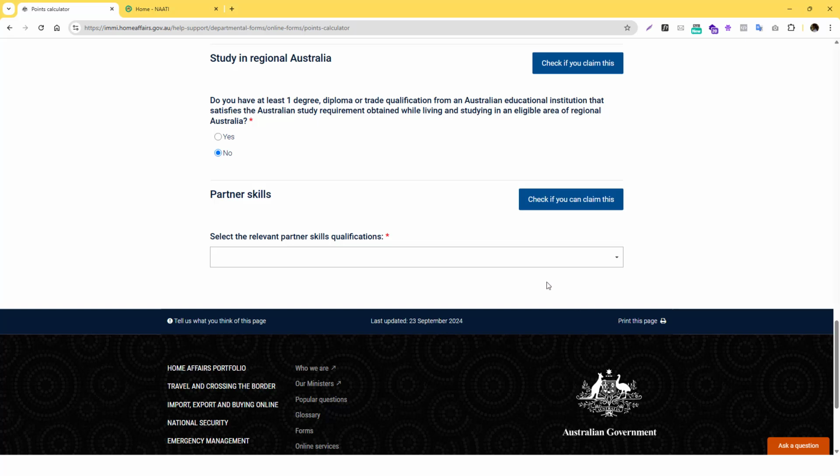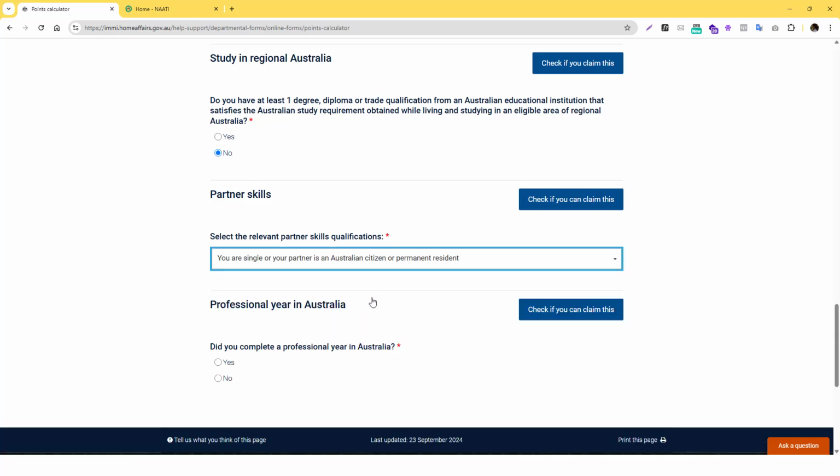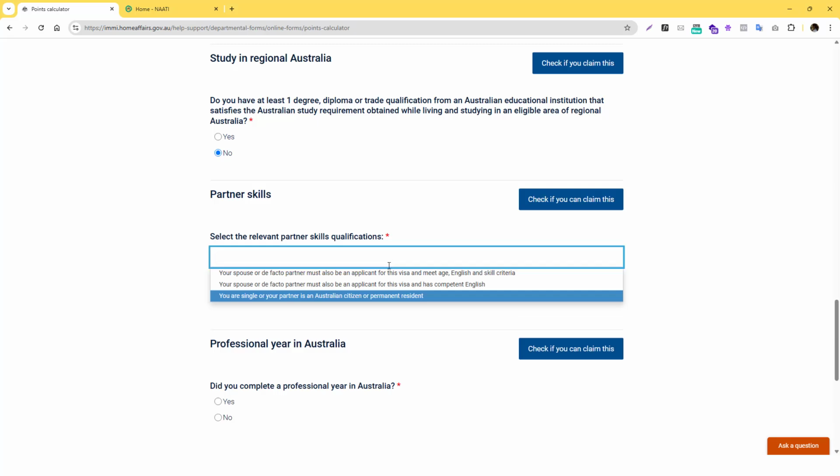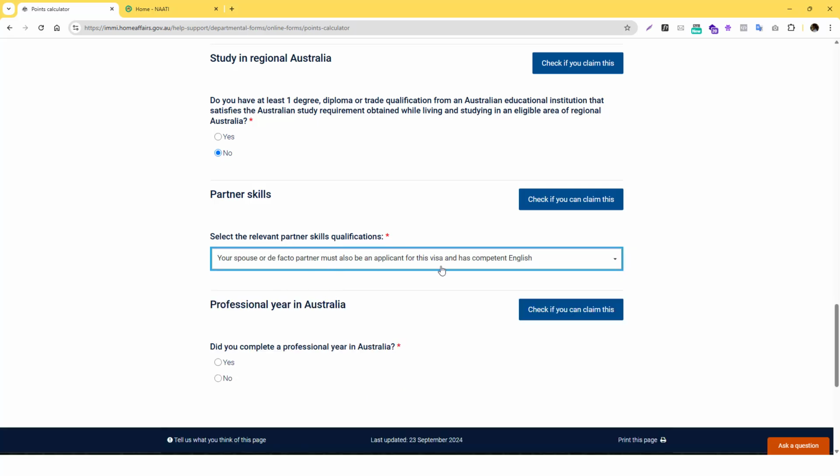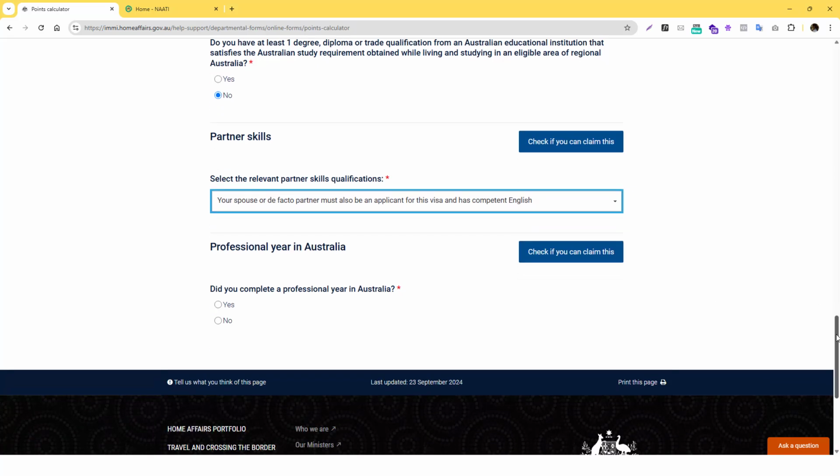And then partner skills. If you are single, it will give you the maximum points. But if you are living with someone, I suggest that you tell them to take a PTE and get a competent English. So I'm going to say yes. I'll just pressure him that he should have a higher score in PTE. I'm going to get competent there.